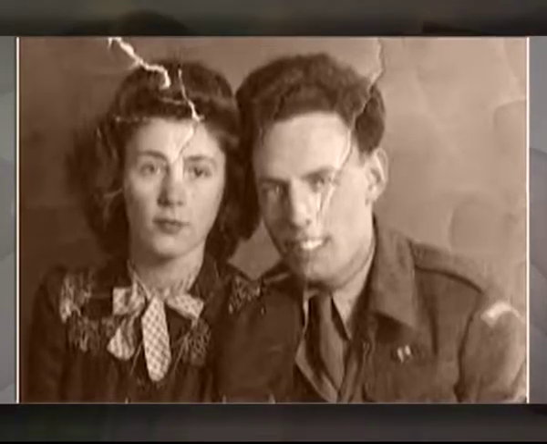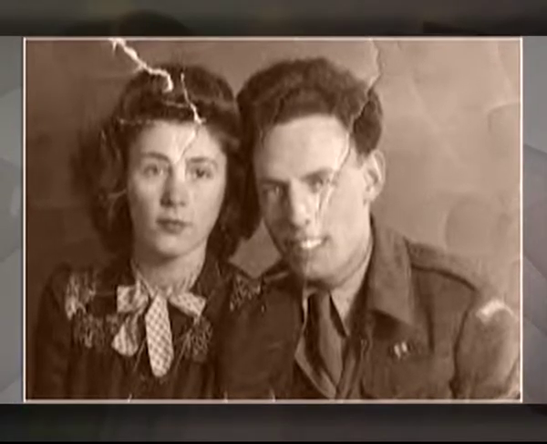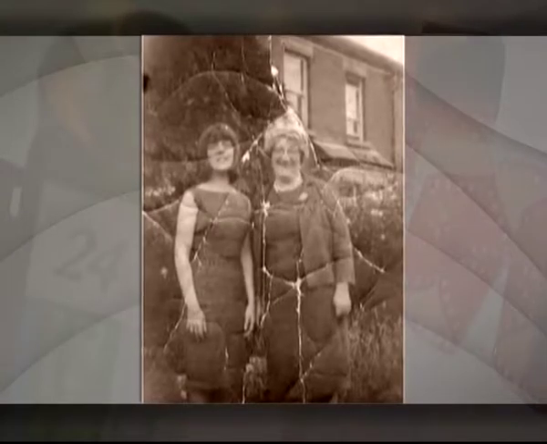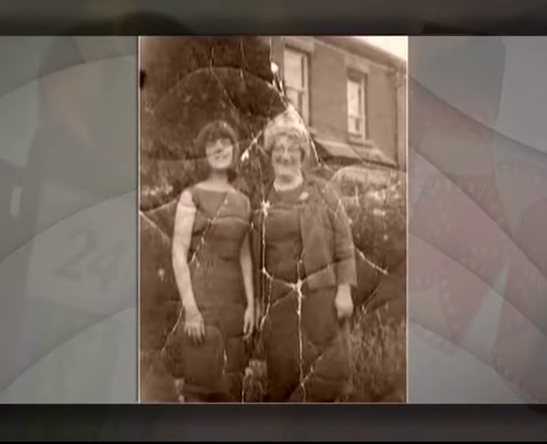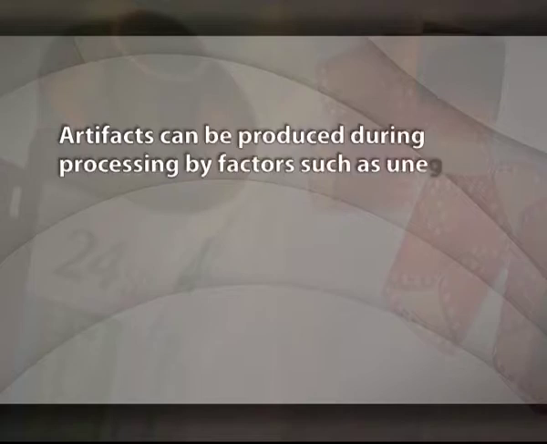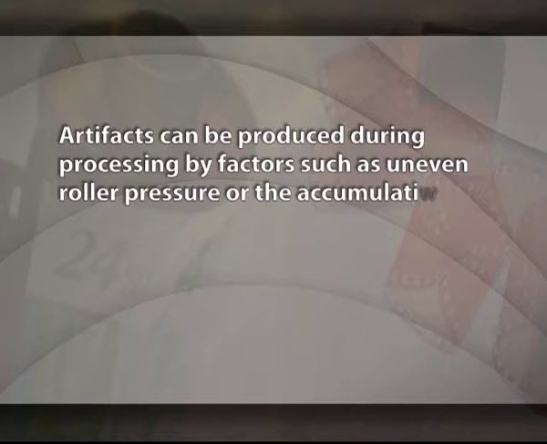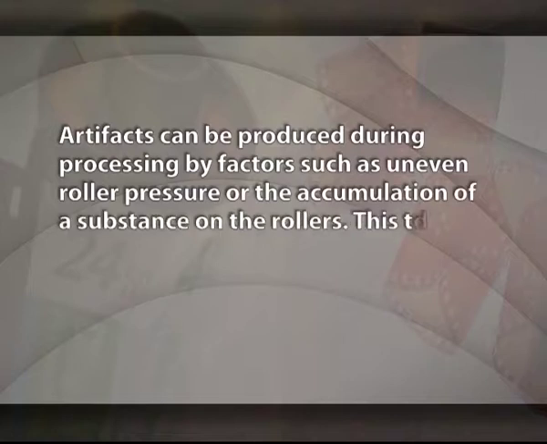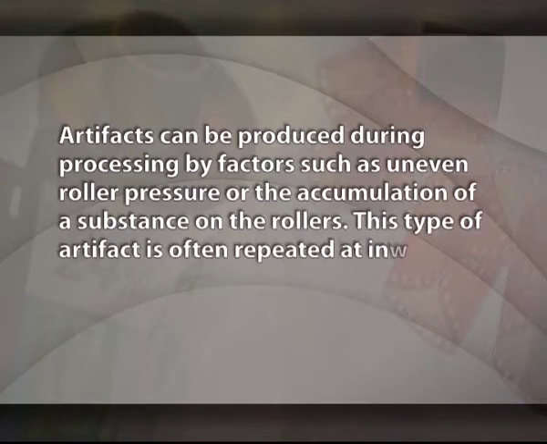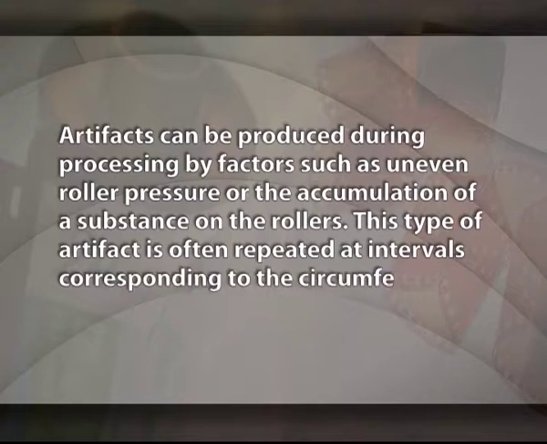Artifacts. A variety of artifacts can be produced during the storage, handling and processing of film. Bending unprocessed film can produce artifacts or kink marks, which can appear as either dark or light areas in the processed image. Artifacts can be produced during processing by factors such as uneven roller pressure or the accumulation of a substance on the rollers. This type of artifact is often repeated at intervals corresponding to the circumference of the roller.